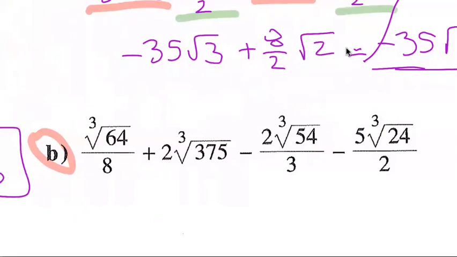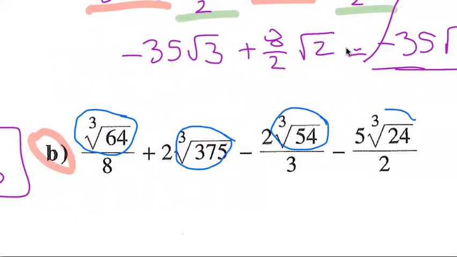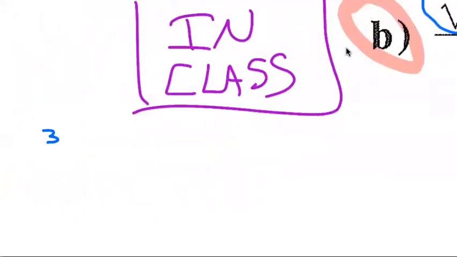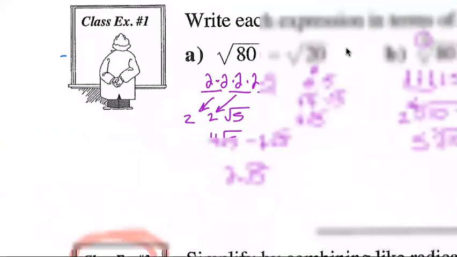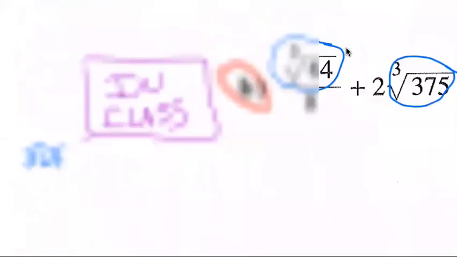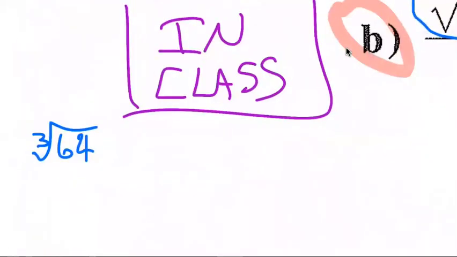Somewhere on some scrap paper, you're going to simplify the cube root of 64, the cube root of 375, the cube root of 54, and the cube root of 24. I'll do that separately just off to the side here. So the cube root of 64. Maybe you know it already. Maybe you know that 4 times 4 times 4 is 64, and you can say right away that that is equal to 4.